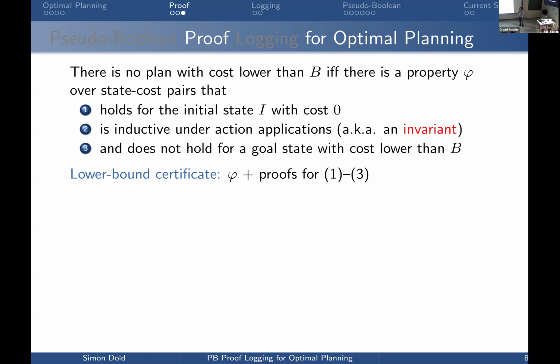It is a property that holds for the initial state, and whatever action I apply, I'm still having this property. So it's an invariant, or it's inductive. And the third point is that no goal state with cost lower than B is inside or has this property.